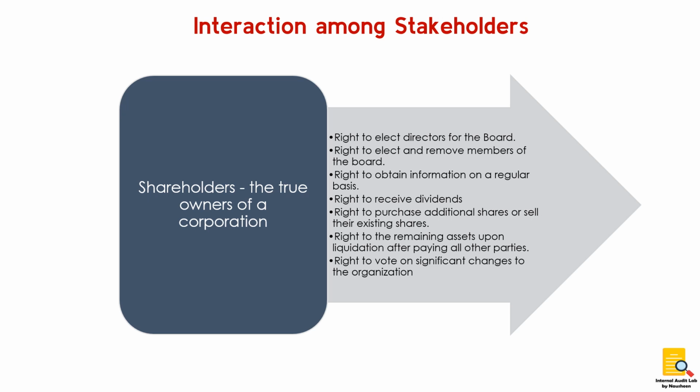Firstly, the shareholders. These shareholders are the true owners of the corporation, and they are also entitled to certain rights, like the right to elect directors for the board, the right to elect and remove members of the board, the right to obtain information on a regular basis, the right to receive dividends, the right to purchase additional shares or sell their existing shares, the right to remaining assets upon liquidation after paying all other parties, and the right to vote on significant changes to the organization.